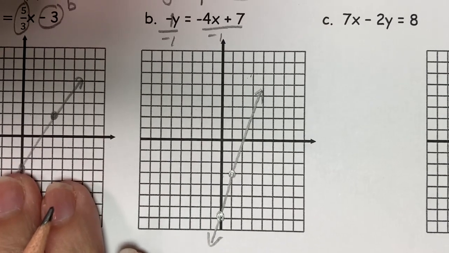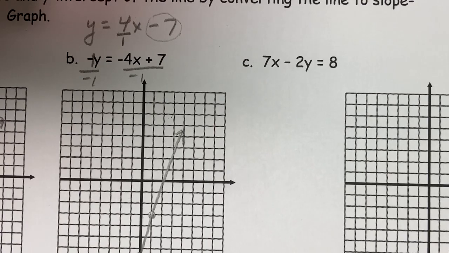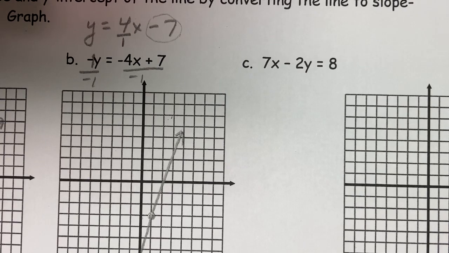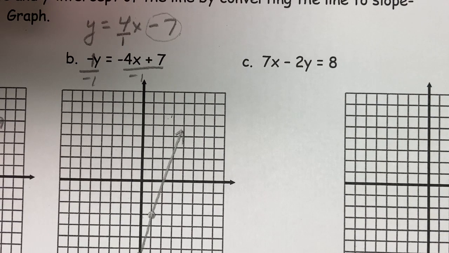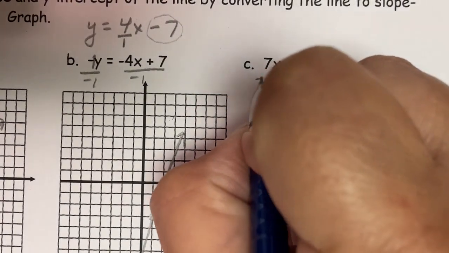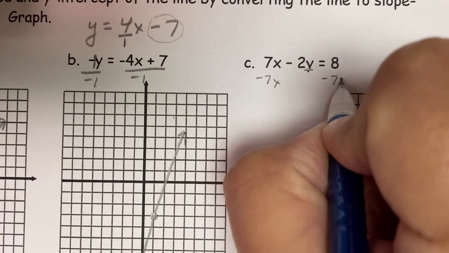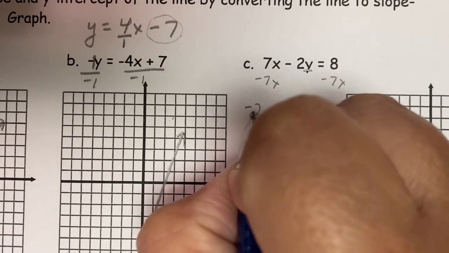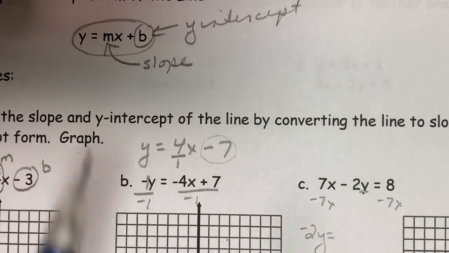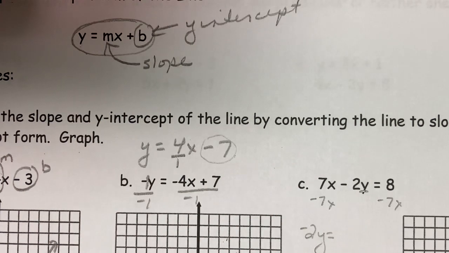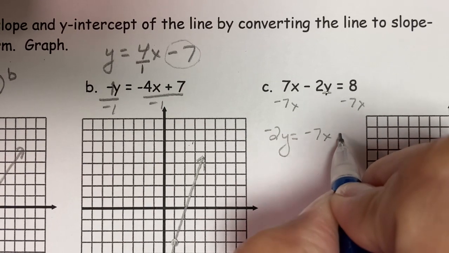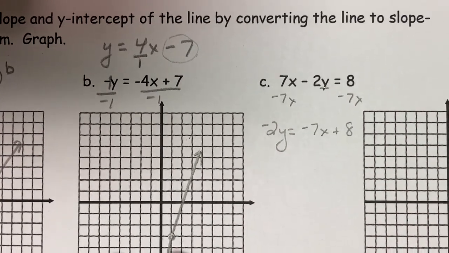All right, if we look at C, the last one, you can see that that's nowhere in slope-intercept form, not even close. So we have to solve this equation for y. I want to get the y all alone. So the first thing I'm going to do is subtract 7x from both sides. That's going to leave me with -2y is equal to, now notice in y equals mx plus b form, the thing with the x has to come first. So we're going to have the -7x first and then the +8.